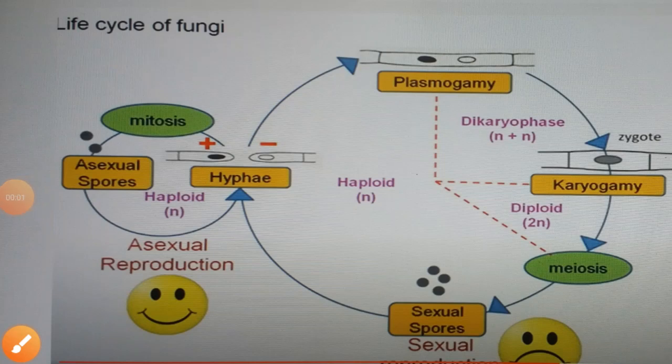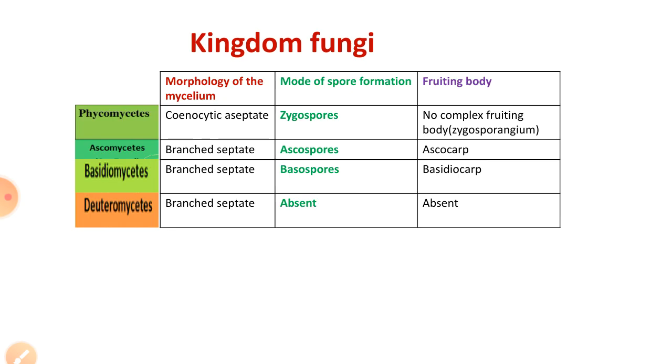Hello dear ones, yesterday we have seen the life cycle of fungi, the various divisions of kingdom fungi. They are Phycomycetes, Ascomycetes, Basidiomycetes, Deuteromycetes, on the basis of morphology of mycelium, mode of spore formation and fruiting body.